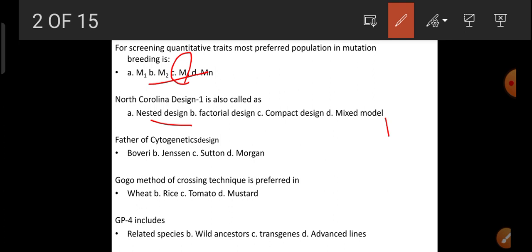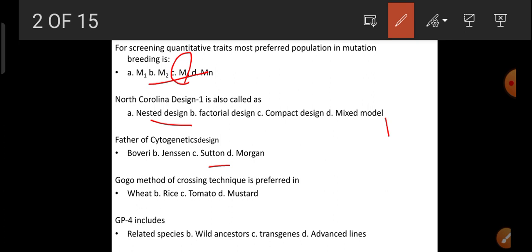Next question, father of cytogenetics. The options given are Boveri, Jensen, Sutton and Morgan. Answer here is Sutton. How about the other three scientists' contribution? Boveri is a person who is a co-founder of modern cytology. Jensen, he is the discoverer of the compound microscope, organized compound microscope. Then Morgan, as I have already discussed, he contributed for linkage and sex linkage.